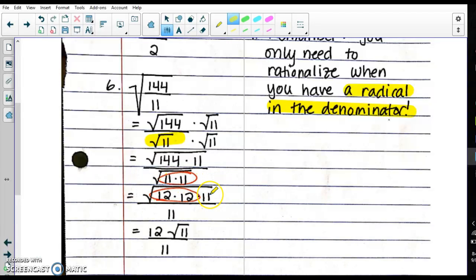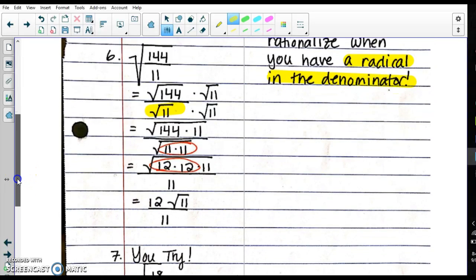And I'm going to keep breaking down the numerator because I know 144 has factors in it. 144 is 12 times 12. It's a perfect square. So I can just circle these two. I don't have to keep factoring. I can just circle these two and a 12 comes out and I have square root of 11 over 11.